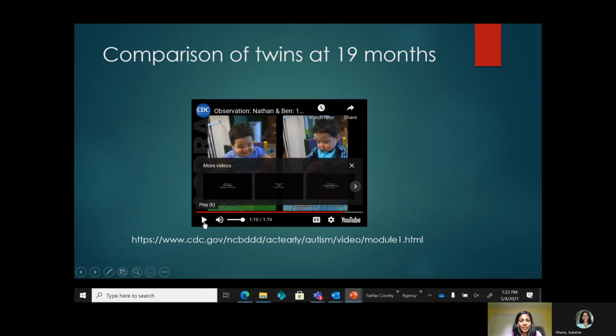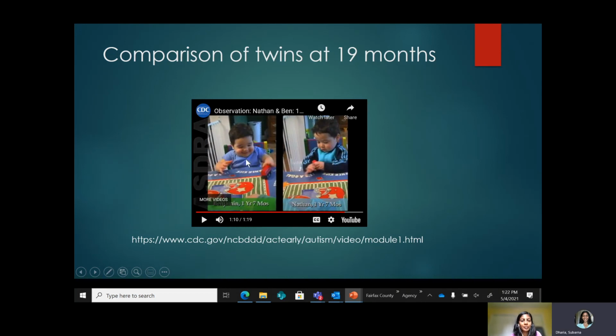I think it's pretty clear to see the difference in their facial expressions, how happy and engaged that Benjamin is, and that Nathan is really more focused on the toy than the social interaction between mom and him. He's turning the toy upside down and maybe focused on the wheels turning, rather than that turn-taking sort of game that mom is trying to do.